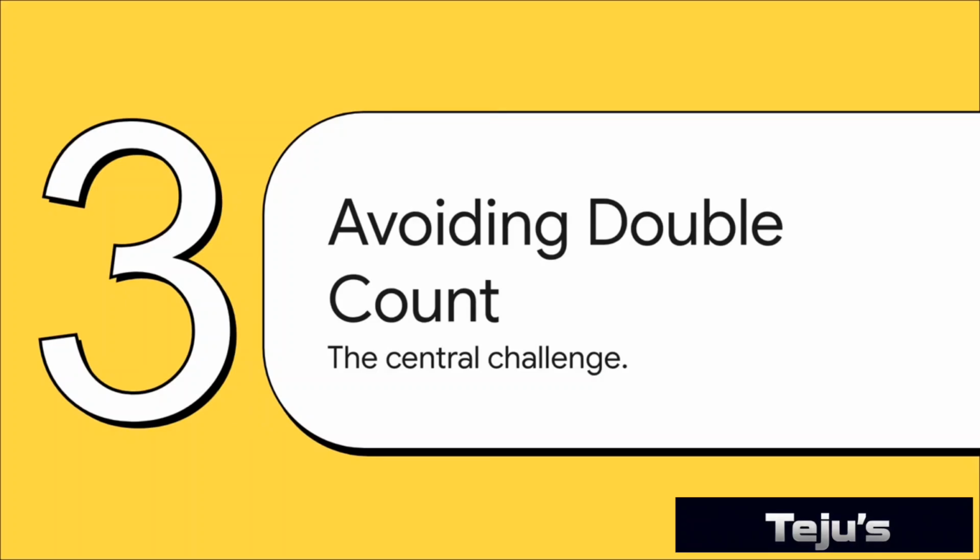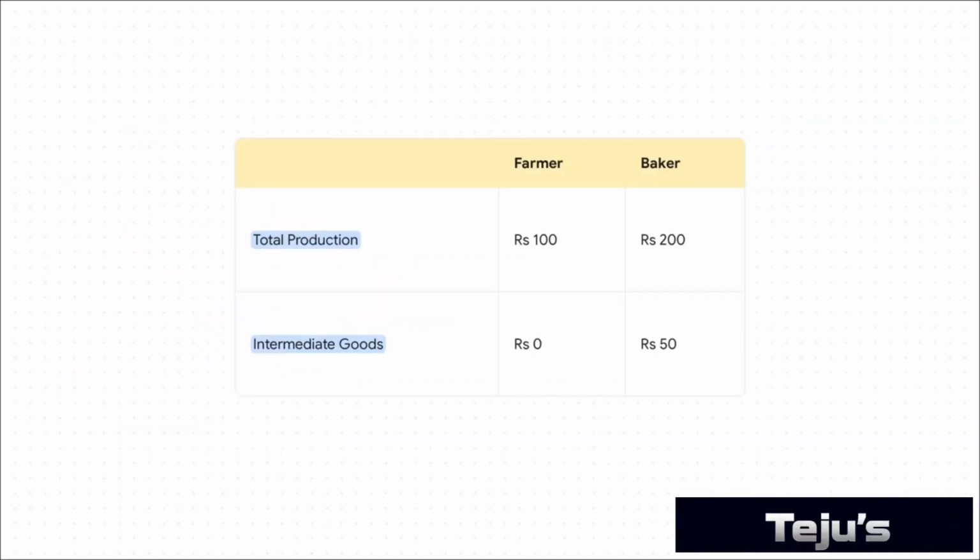All right, now that we've got the difference between intermediate and final goods, we can talk about the single biggest mistake people make when they try to measure an economy. It's such a common problem, it even has its own name, double counting. Let's imagine a super simple economy. There's a farmer who grows wheat and a baker who makes bread. Let's say the farmer produces 100 rupees worth of wheat.